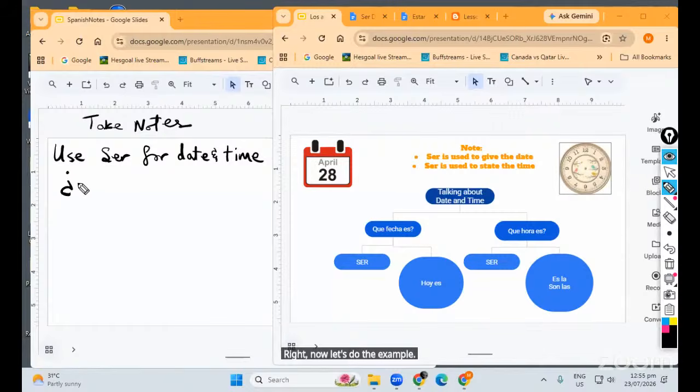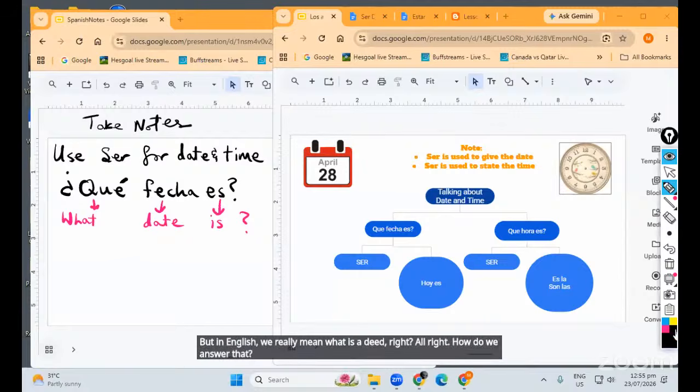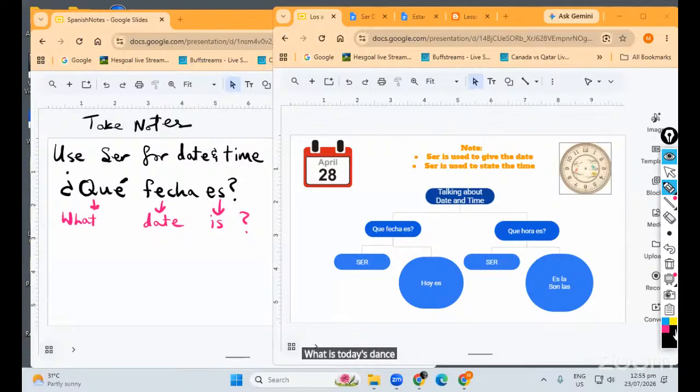We say ¿qué fecha es? Which means, I'm going to write it in English underneath, what date is. But in English, we really mean what is the date, right? All right. How do we answer that? What is today's date? Can anybody tell me?